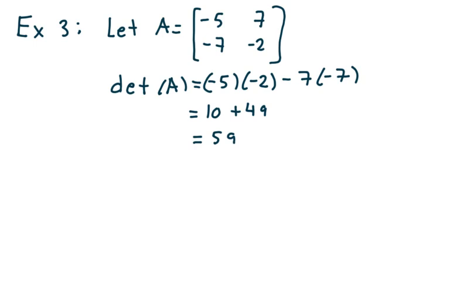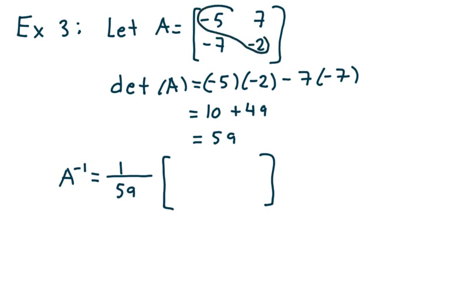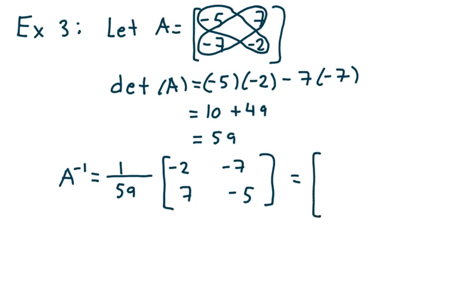And so A inverse equals 1 over the determinant of A. So in other words, 1 over 59. So I'm going to take the entries along the main diagonal and swap them. So I put -2 up here. I put -5 down here. And then I'm going to change the signs of the entries along the other diagonal. So I'm going to put -7 up here and 7 down here. I'm done.